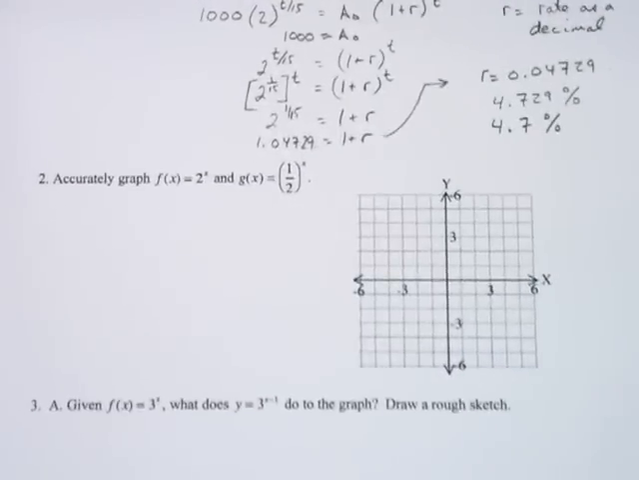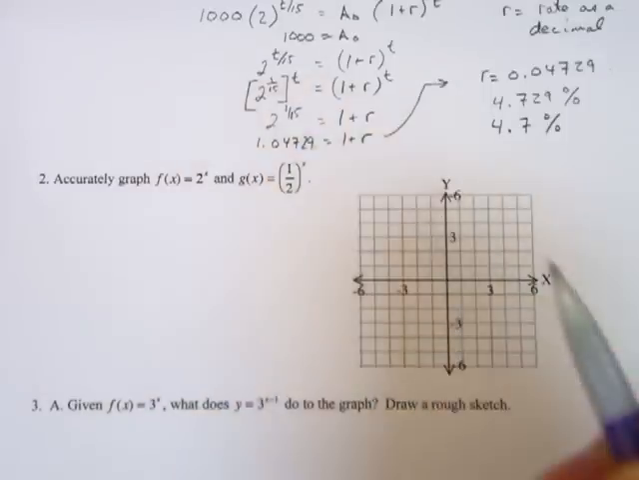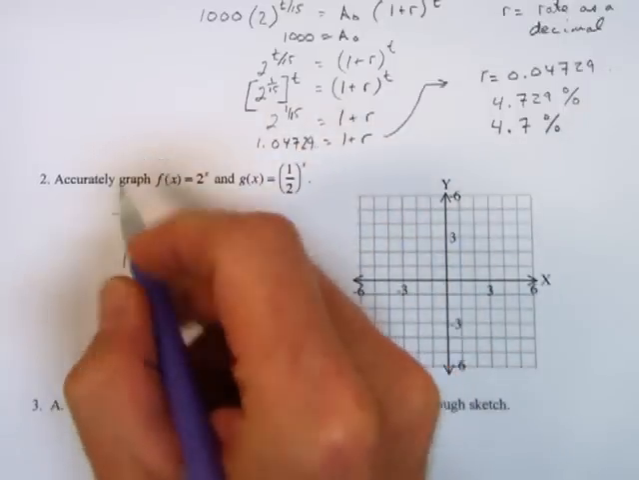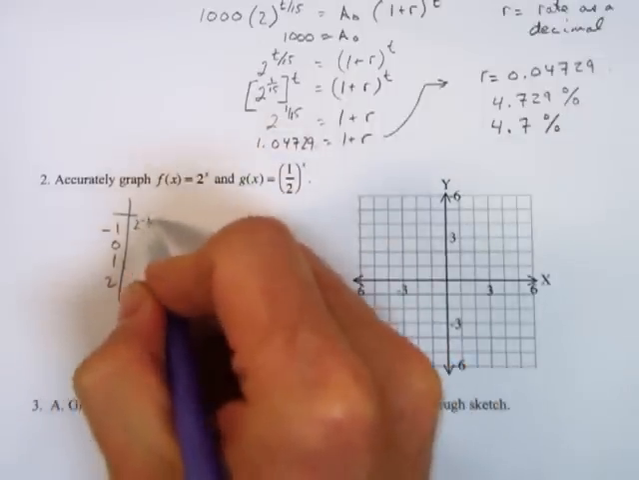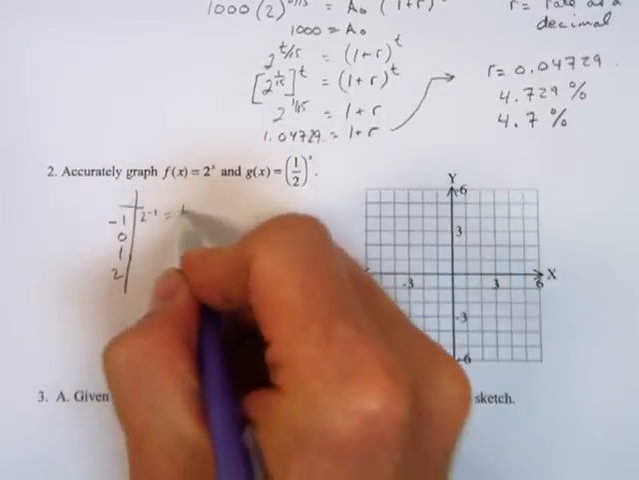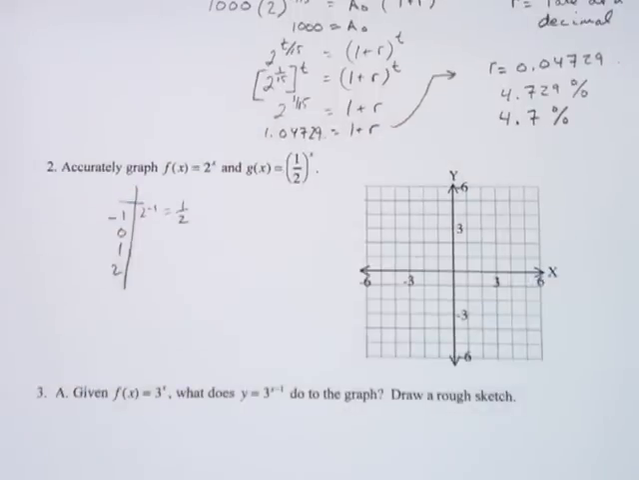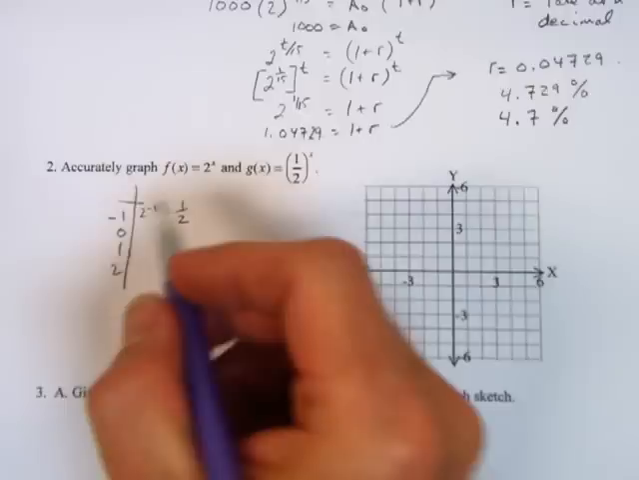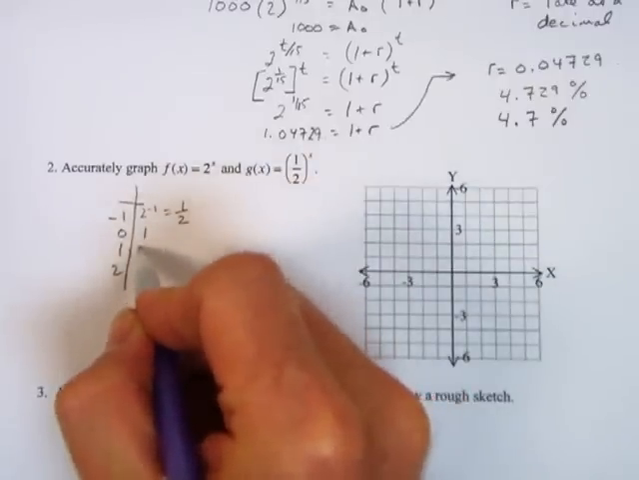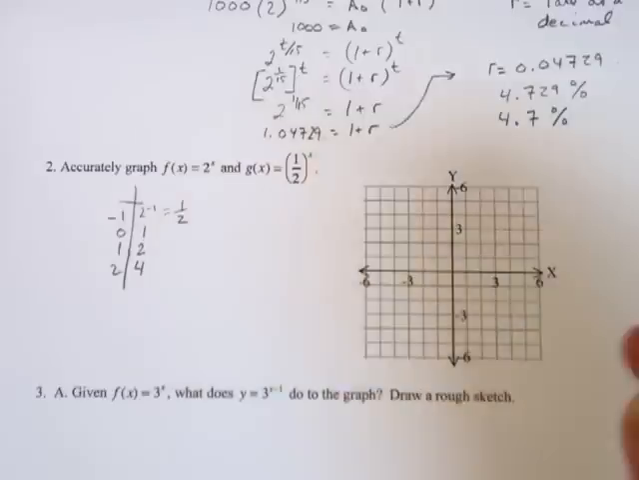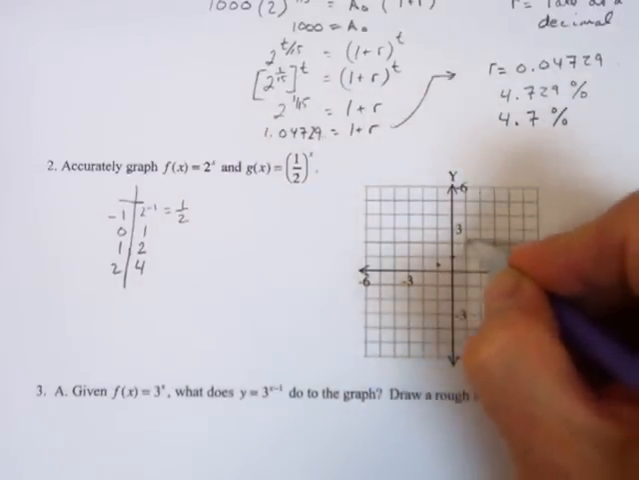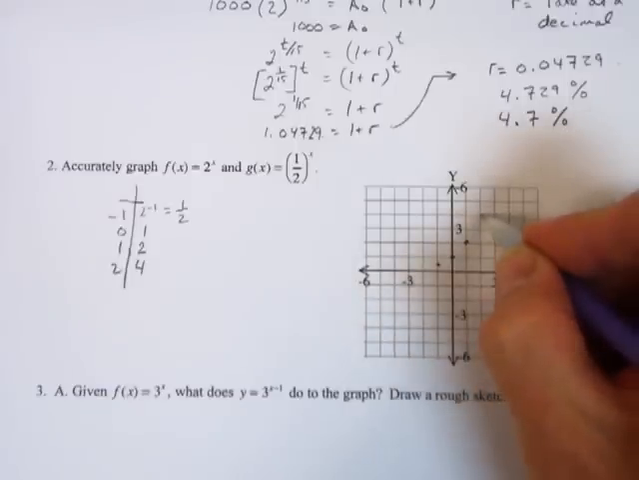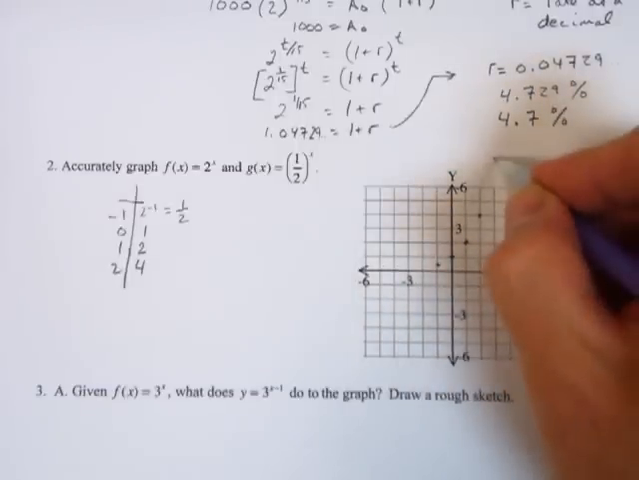Accurately graph 2 to the x and 1/2 to the x. What we want to do here is look at a table of values, plugging in numbers like -1, 0, 1, 2. For -1, 2 to the -1 is the same as 1/2. 2 to the 0 is 1, 2 to the 1 is 2, and 2 to the 2 is 4. So we can plot those points. We have 0, 1; -1, 1/2; 1, 2; 2, 4. 3 would be all the way up here, somewhere in that vicinity.